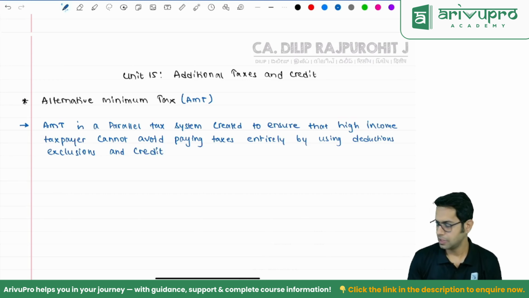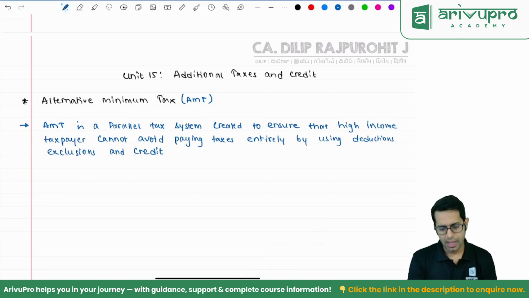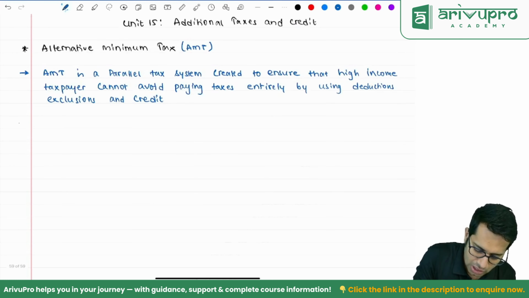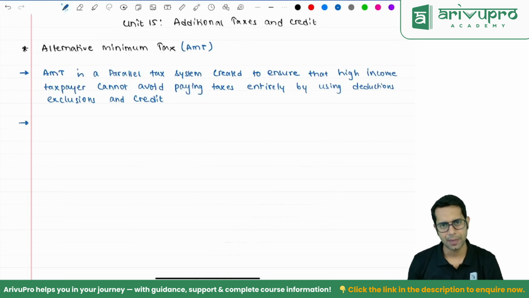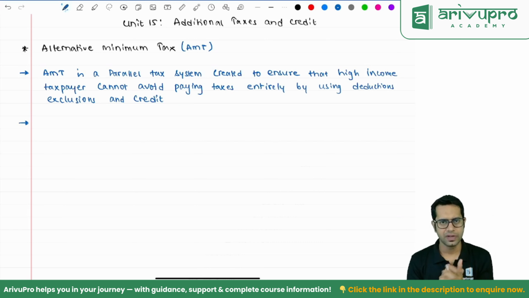So if you are a high income taxpayer, a person who has a huge amount of income, and you are avoiding the taxes using deductions, exclusions, and credits, then to make sure that you don't avoid those taxes by using these benefits, they have introduced this system called alternative minimum tax. In case of alternate minimum tax, you have to pay either the alternate minimum tax or the normal taxes, whichever is higher.